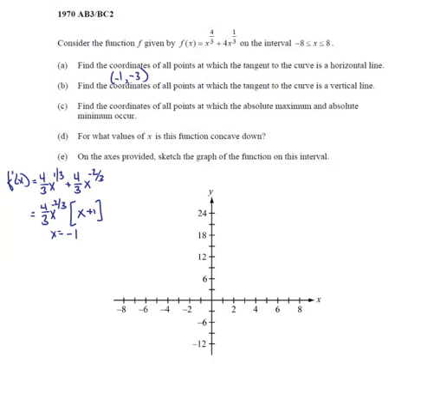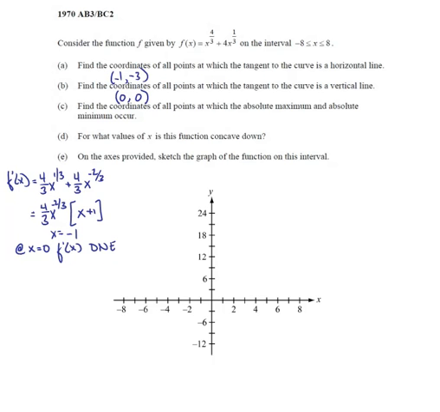Find the coordinates of all points at which the tangent to the curve is a vertical line. Well, a vertical line is going to mean we have an undefined derivative that doesn't exist, but it's a point on the original curve, and we see that happening at x equals 0, which also turns out to be a critical value, and its y-coordinate is 0 also.